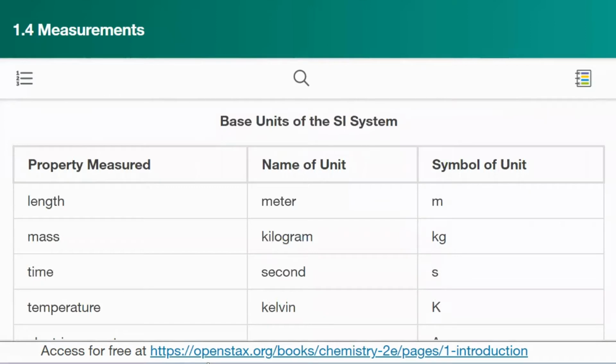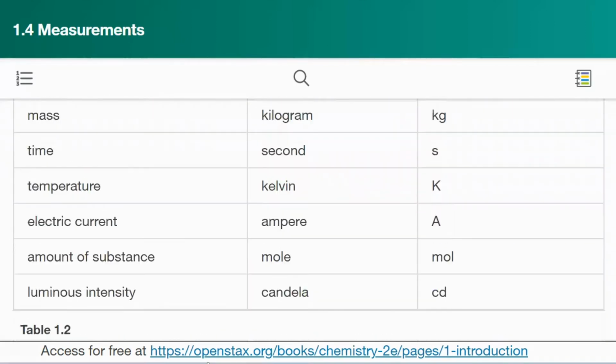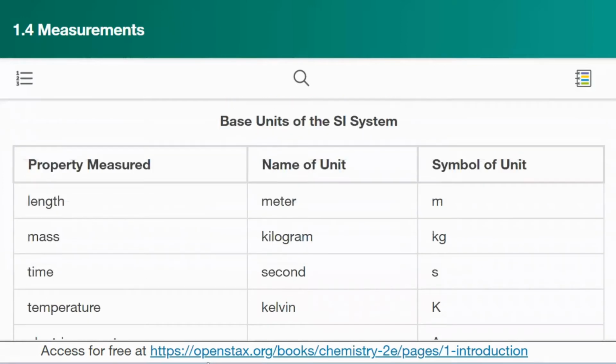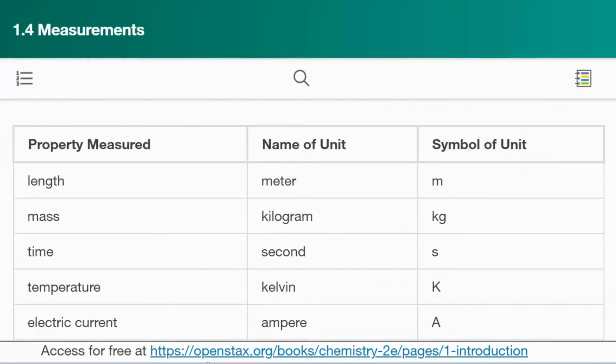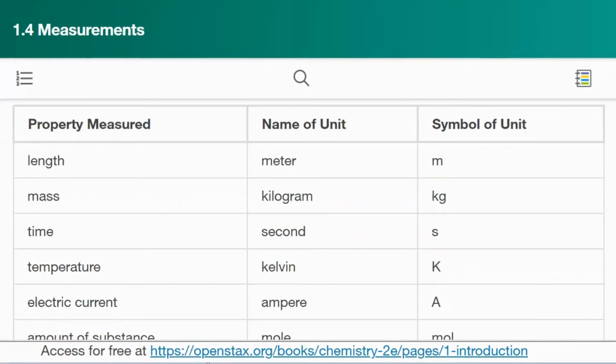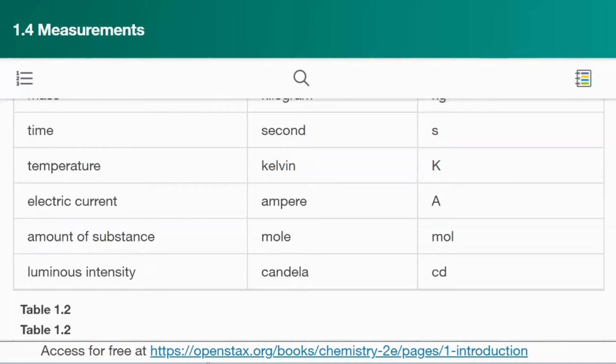So the base units are, and let me just confirm, this is table 1.2. Length is measured in meters, and the symbol is m. Mass is measured in kilograms, kg. Time is measured in seconds, and the symbol is s. Temperature in Kelvin, and the symbol is capital K.